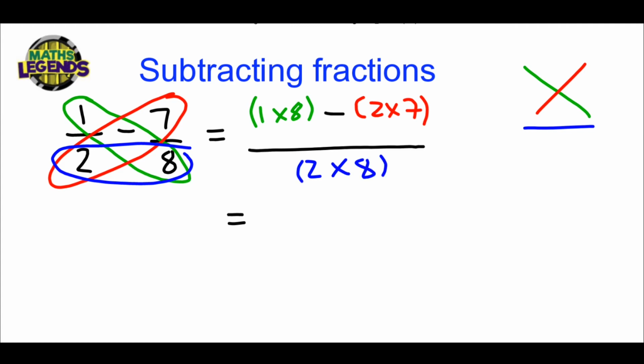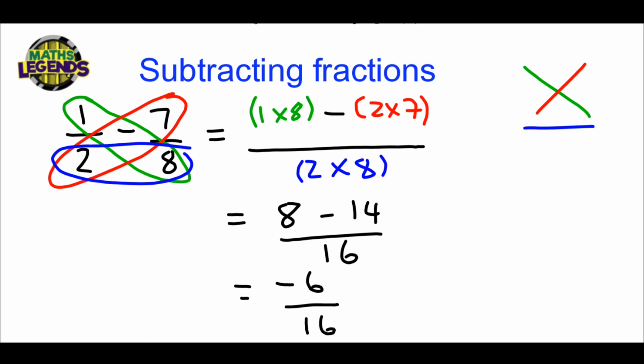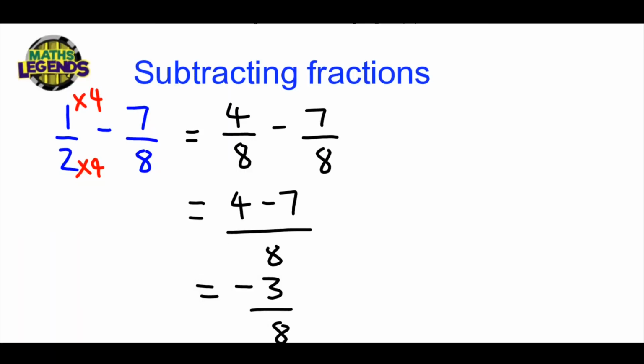We then simplify. So that's 8 minus 14 over 16. 8 minus 14 is minus 6 over 16. We then simplify by dividing the top number by 2 and the bottom number by 2. And that gives us minus 3/8, which is the same answer we got before. Let's look at another example.